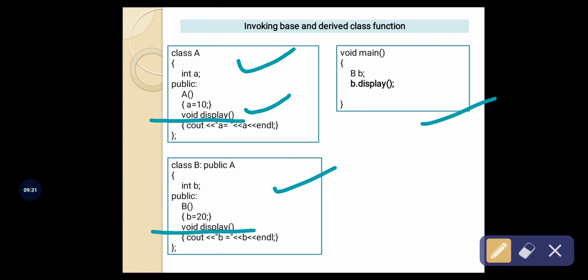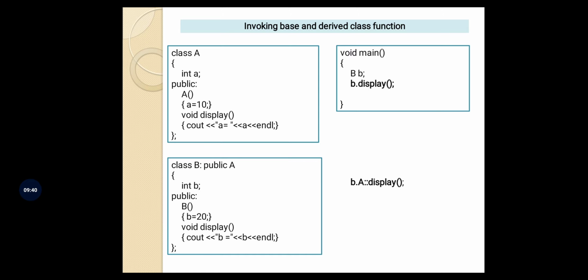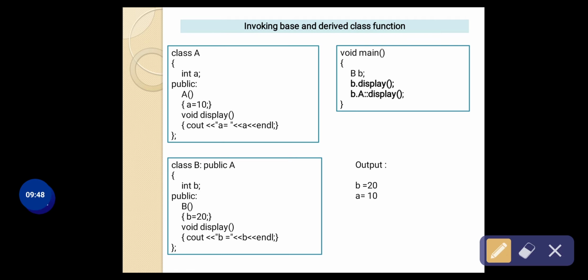So if you look at this program and you call b.display, the b.display will actually invoke the display of the derived class, which is very simple. So 20 will get printed. Now if you want to invoke the display of the base class, then you need to use the scope resolution operator and invoke the display of the base class. Now this is more or less simple.